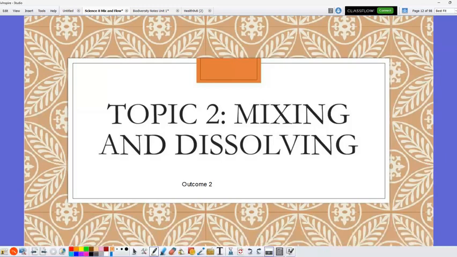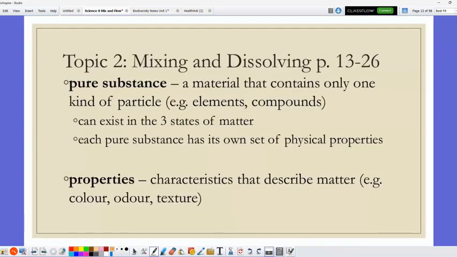Okay, hi grade 8. So we're looking at outcome number 2, and this is topic 2, mixing and dissolving. Okay, so a pure substance is a material that contains only one kind of particle, like the element or compound. It can exist in three phases of matter, solid, liquid, or gas. Every pure substance has its own special set of physical properties.